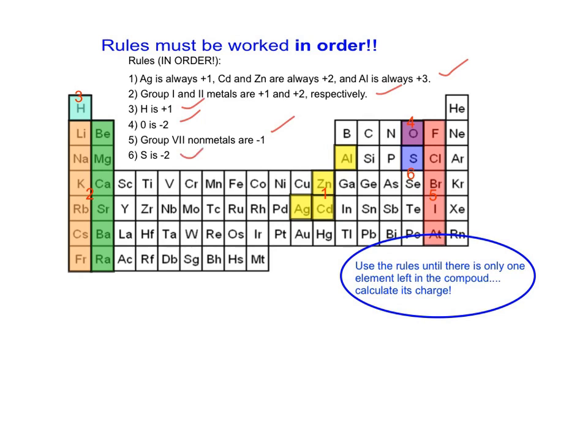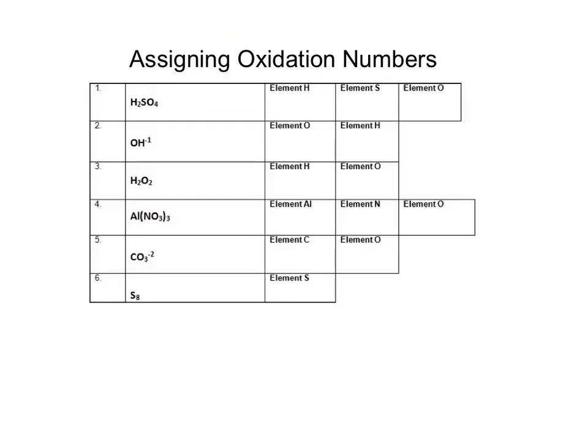And once again, this will make a little more sense when we practice, but this little bubble is really helpful. Use the rules until there is only one element left in the compound. Even if it's on the list, your last element will always be unknown. Okay, so let's practice on number 1, sulfuric acid. So let's go through the rules. Rule number 1, do you see any Katzenagel? Nope.